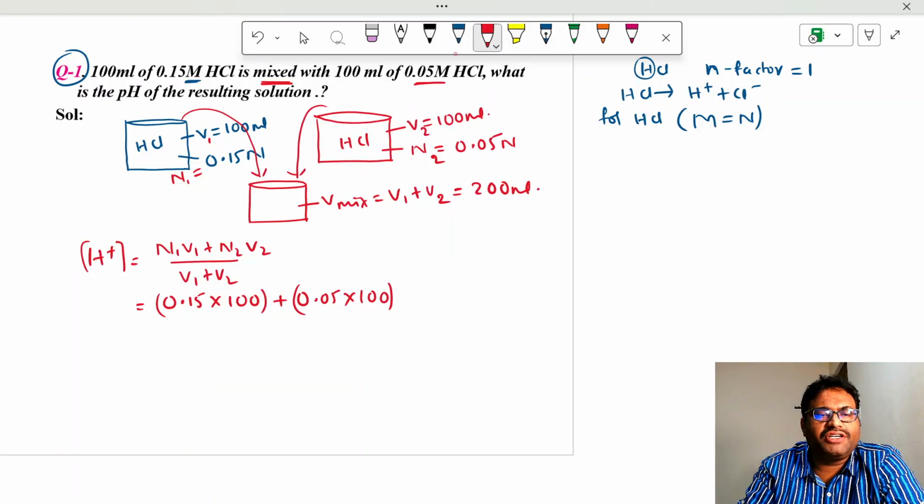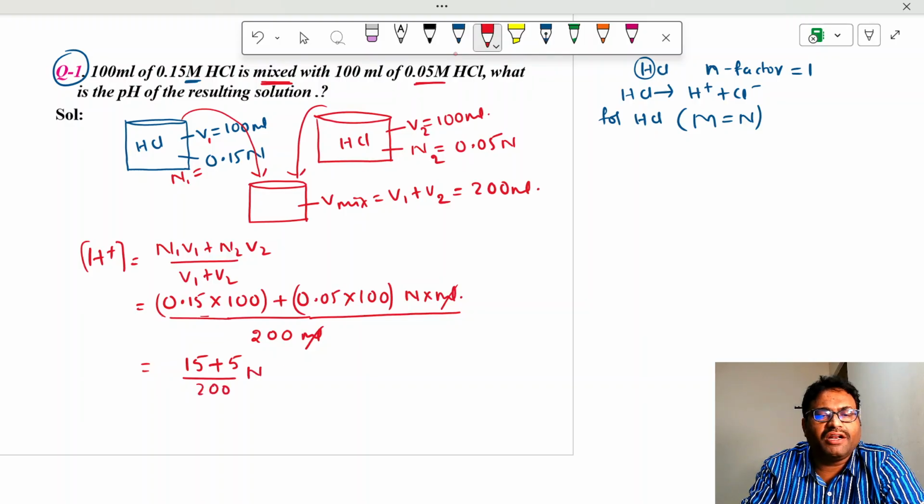So what will be the units here? The units will be normality into ml, right? V1 plus V2 is 200 ml. So ml gets cancelled. Then what do you get? 0.15 into 100 gives you 15, plus 0.05 into 100 gives you 5, by 200 normal. That is equal to 20 by 200 normal, that is equal to 1 by 10 normal, that is equal to 0.1 normal.